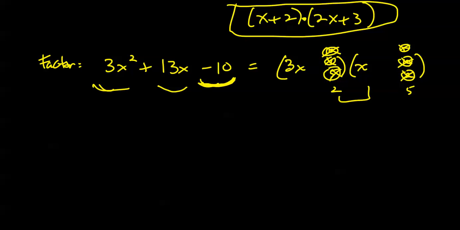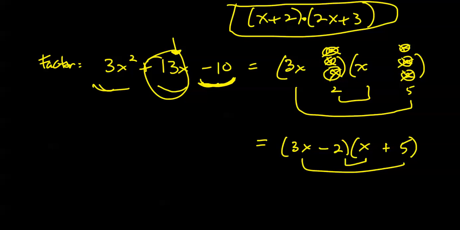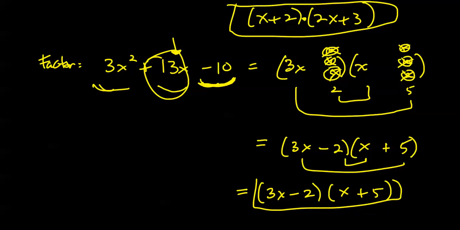Let's see. The inner product here will be 2x. The outer product here will be 15x. And yes, I can play around with the signs there to get 15x and 2x to add up to a 13x. 3x and x in the first slots, 5 and 2 in the last slots. I'll need a plus 15x and a minus 2x for my inner and outer product to add up to a 13x. So I think I've got it. 3x minus 2 times x plus 5 will be my final answer. And again, you can reorder those factors if you like.